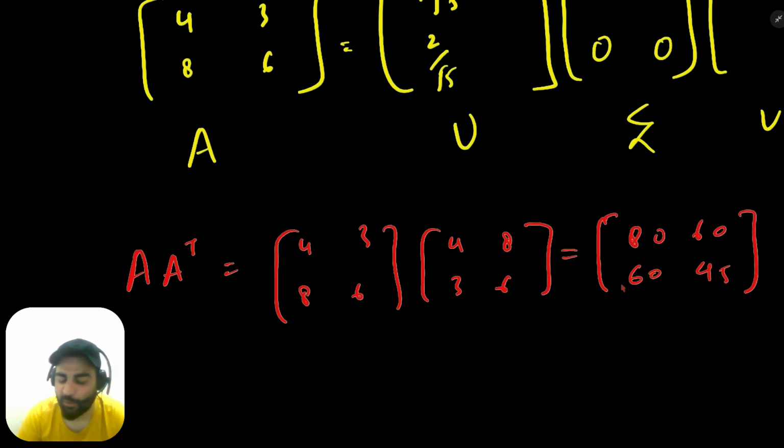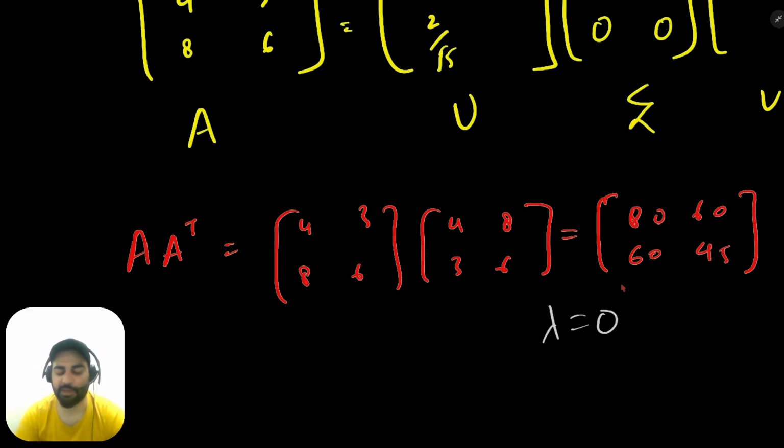Now I know that one lambda will be 0, guaranteed. Why? Because if you see this A matrix, it is a rank 1 matrix. It's not a full rank matrix, because the columns in that are dependent. So one will obviously be 0. The other, because you have to sum up these diagonal entries, will be 125. So this is lambda 2.